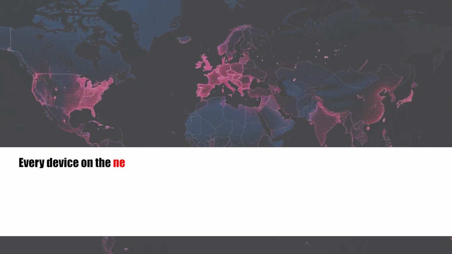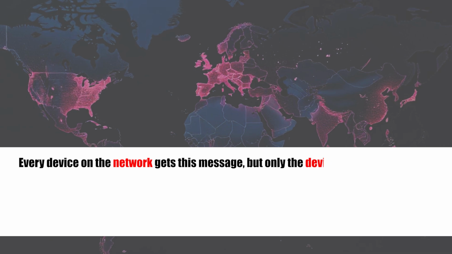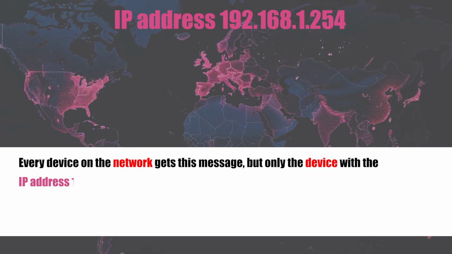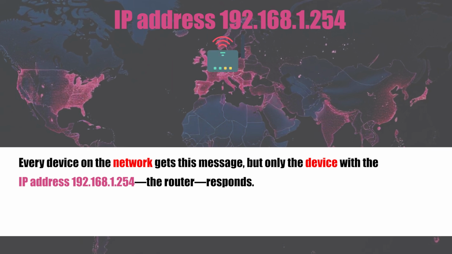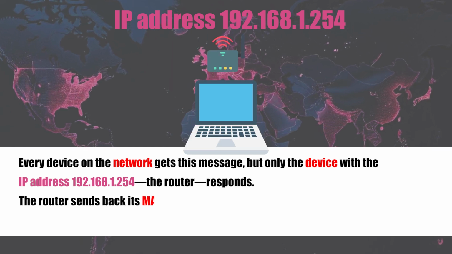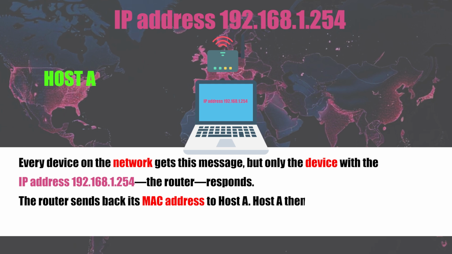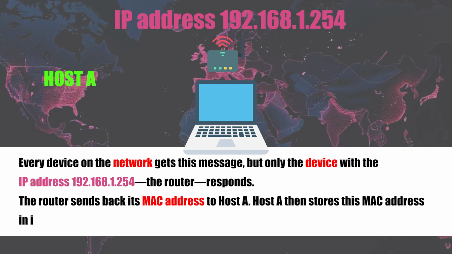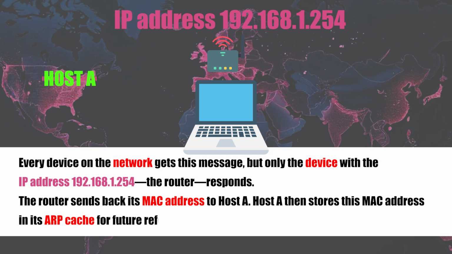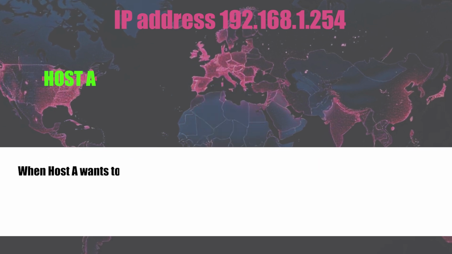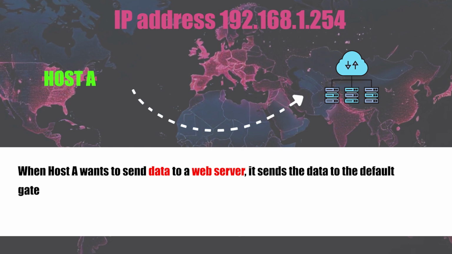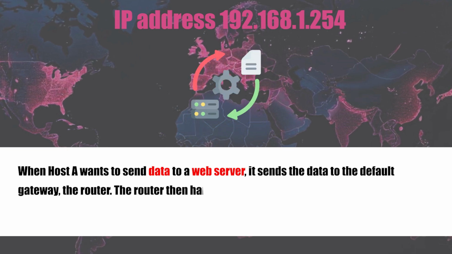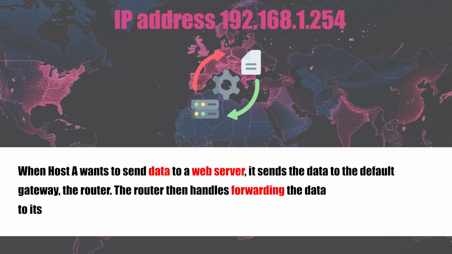Every device on the network gets this message, but only the device with the IP address 192.168.1.254, the router, responds. The router sends back its MAC address to host A. Host A then stores this MAC address in its ARP cache for future reference. When host A wants to send data to a web server, it sends the data to the default gateway, the router. The router then handles forwarding the data to its destination.